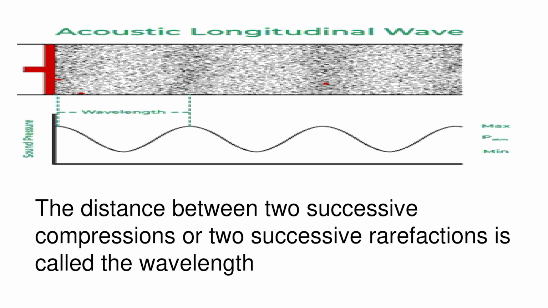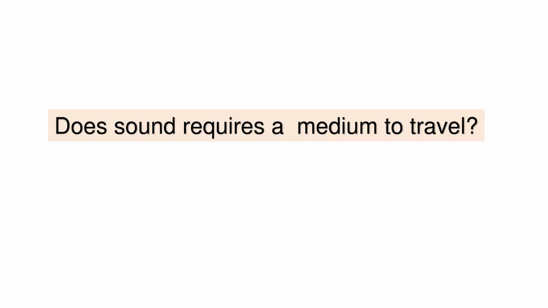For the two questions, we already got the information: how sound is produced and how sound propagates from source to destination. Now we may have a doubt. One more thing we clarified: sound is a longitudinal wave. Does sound require a medium to travel? We shall clarify, because the particles of the surrounding medium are moving. Now let us see.